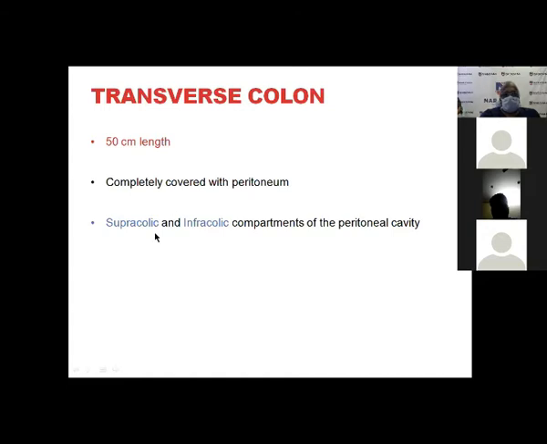The supracolic compartment is nothing but the lesser sac. The content of the lesser sac is pancreas, head of the pancreas, tail of the pancreas. Infracolic is completely the mesentery of the small bowel. Usually the infracolic and the supracolic compartments are not connected except at the foramen of Winslow. That is called the free border of the lesser omentum, otherwise known as the gastrohepatic ligament, which contains all the three important structures, goes to the liver.